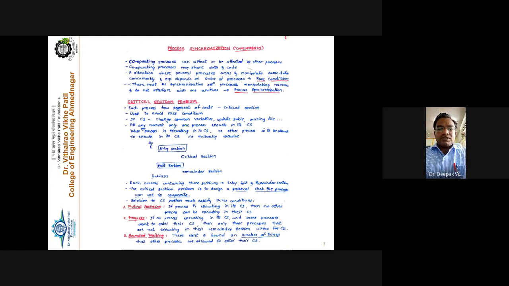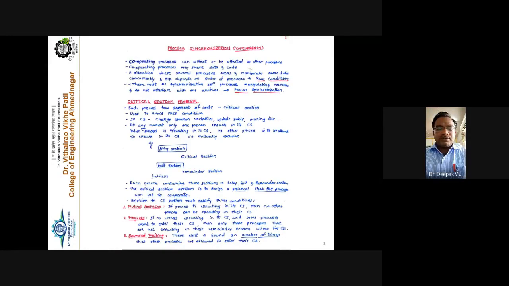The critical section is the section which is common to all, where the shareable resources are kept. For example, any file that is shared among multiple processes is kept under the critical section. Or, for example, your main memory is also a kind of critical section, because it is accessed by other processes. The critical section works on the rule of mutual exclusion.